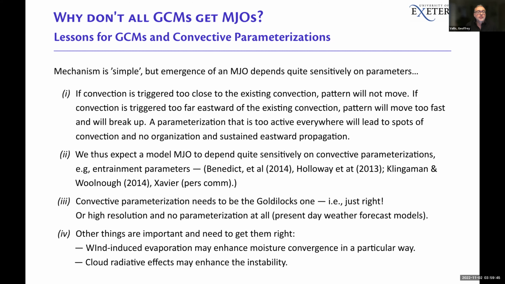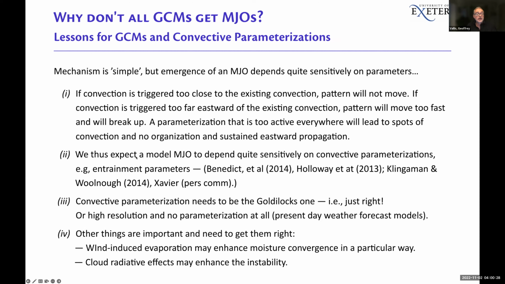And I think the key thing, perhaps to answer your question, is that the mechanism is quote unquote simple, but the actual emergence of an MJO does depend somewhat sensitively on the parameters. If convection is triggered too close to the existing convection, the pattern won't move. If it's triggered too far east of the existing convection, the pattern moves too fast and it breaks up. So it is going to depend somewhat sensitively on your convective parameterization. And if you don't get that right, you might just get spots of convection and no organization.